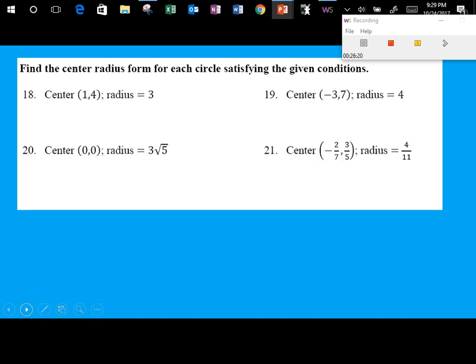Now, on the next little group, we're going to give you the center and the radius and ask you to give us the equation of the circle. So we're going to go backwards of 14, 15, 16, and 17. So here goes. Number 18, for the center to be at (1, 4), inside the x, I must see x minus 1 quantity squared plus y minus 4 quantity squared equals the radius squared, so 9.